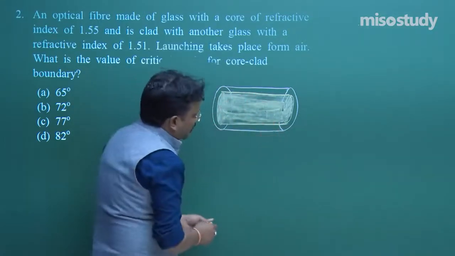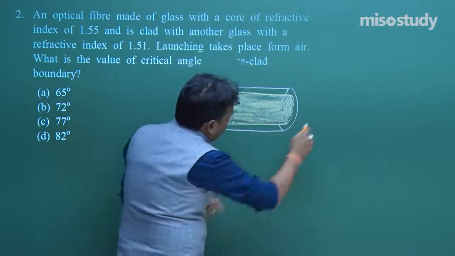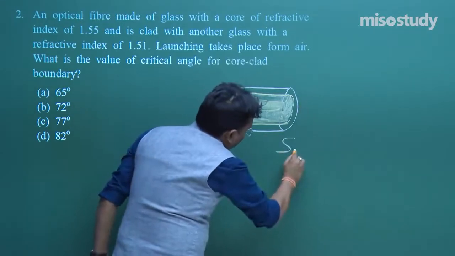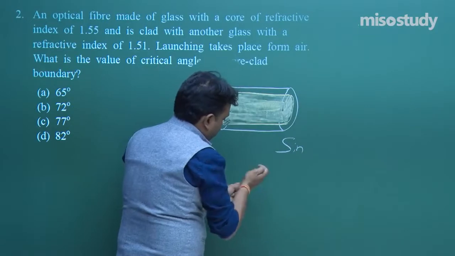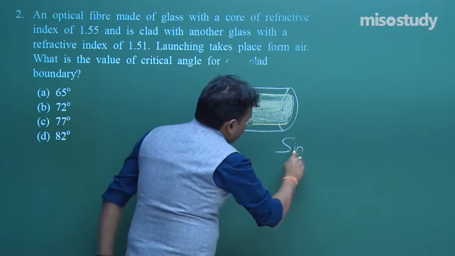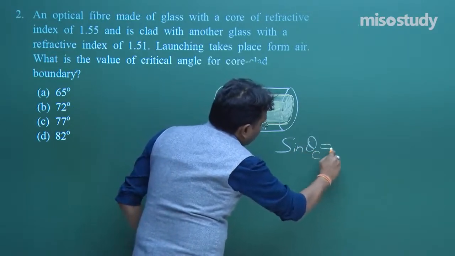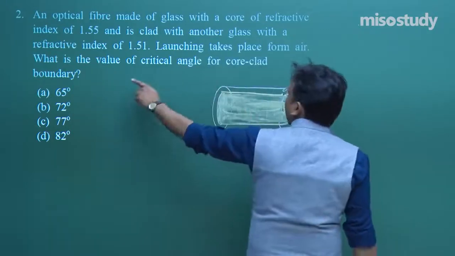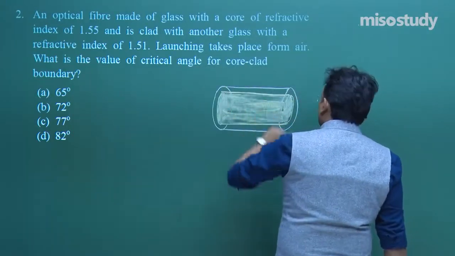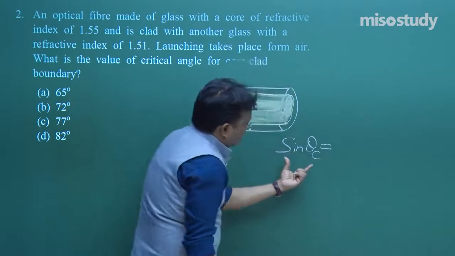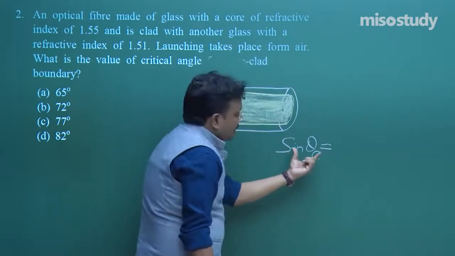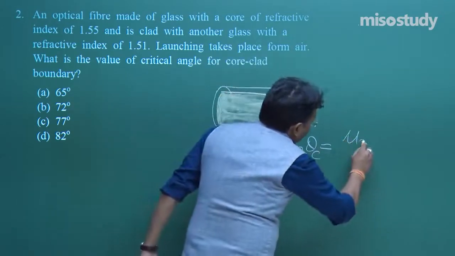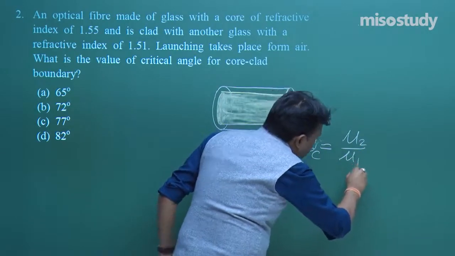So, let me write down the formula which is applicable over here, that is sin theta c, the critical angle. It is mentioned over here. What is the value of the critical angle? So, we are trying to find out this critical angle. Sin theta c is equal to mu 2 by mu 1.